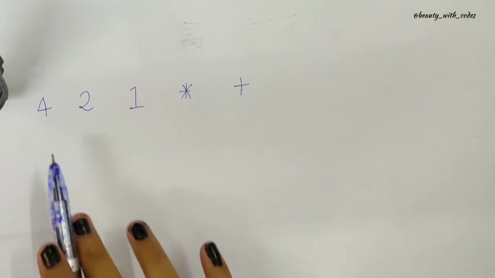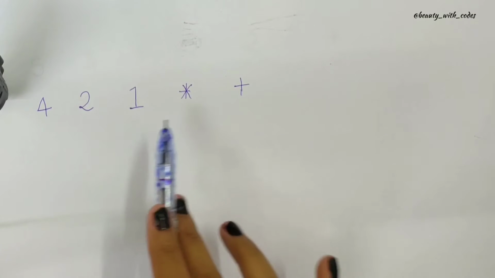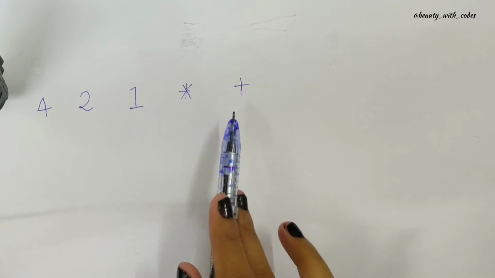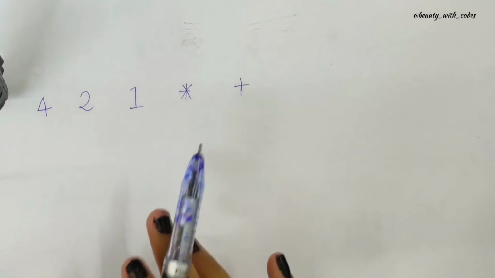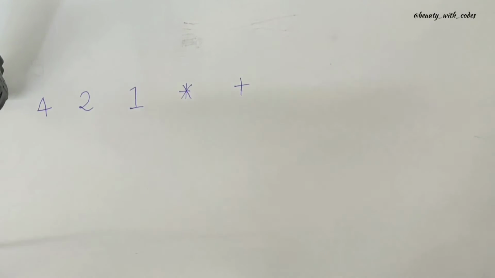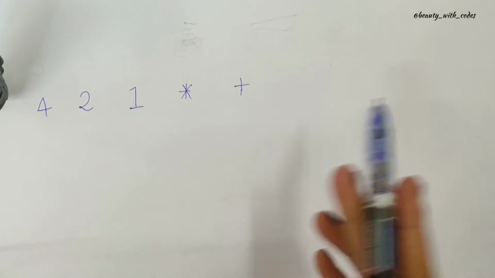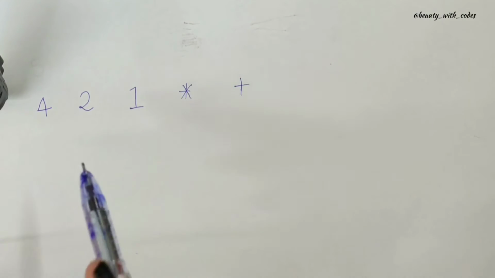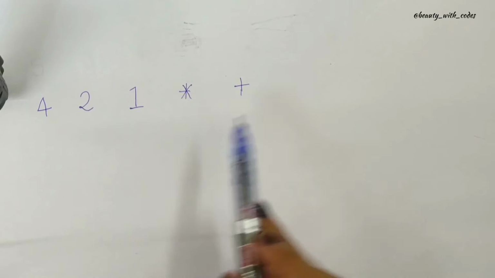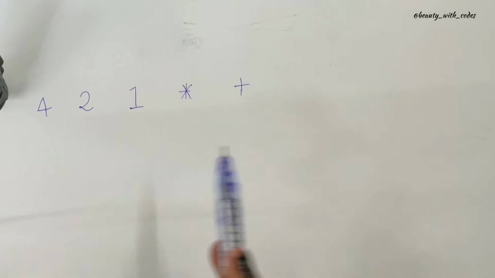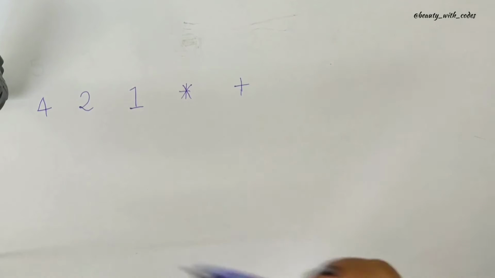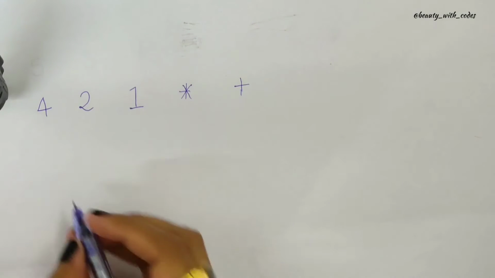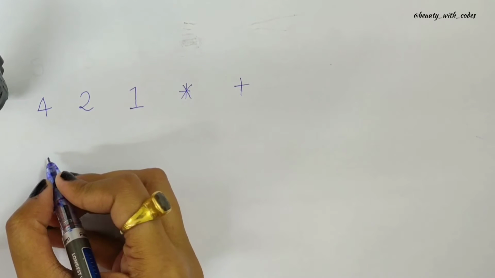Okay, so after seeing this expression 4 2 1 multiplication sign and then plus, you cannot say what the exact value is, isn't it? Because we are not very familiar with postfix expressions. If it is in the form of infix, you could have easily said, isn't it? But when it comes to postfix, we are not very comfortable. That's why postfix evaluation came into the picture. So let's check what is going to be the value of this. For that, we are going to use stack.